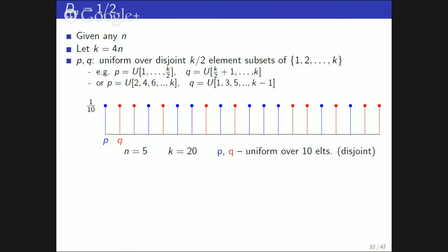So here is an example. Let's say we took 5 samples, so k is going to be 4 times that, which is 20. And then p and q are uniform over 10 elements. So see here, p is blue, uniform over 10, and q is uniform over 10, and they're disjoint. So the first question is, for this p and q, what is E star for these two?